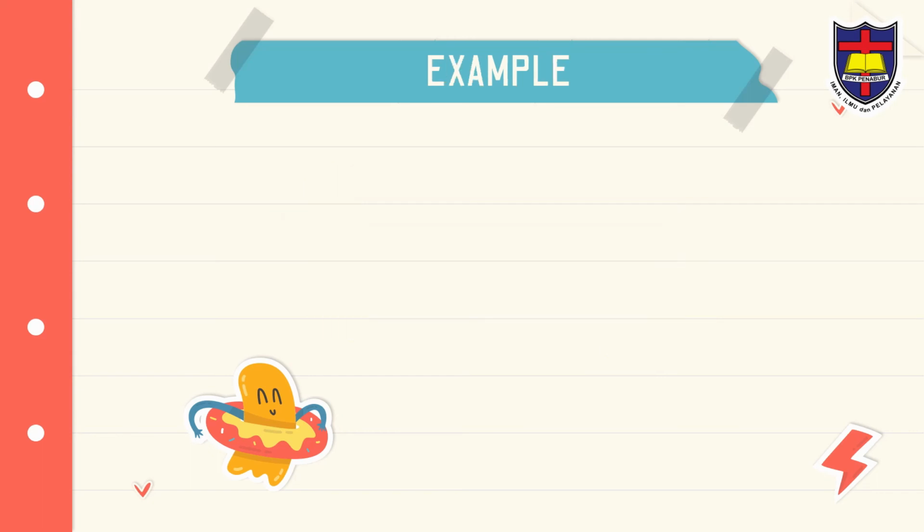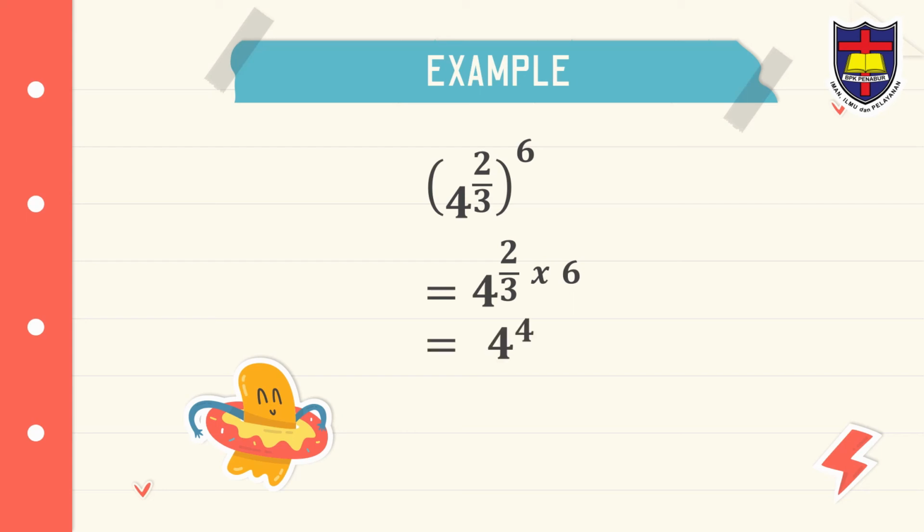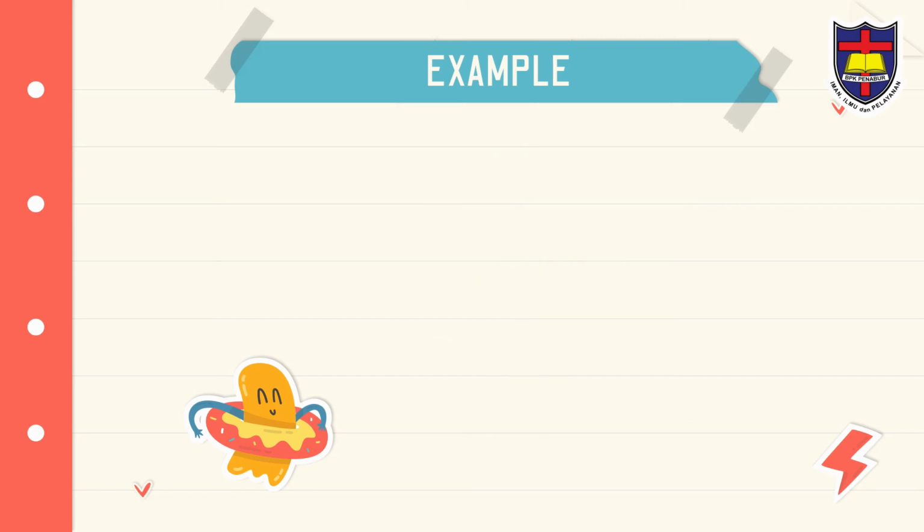So now for the example, if I have 4 to the power of 2/3 and then to the power of 6, we can multiply the exponent. So we have 4 to the power of 2/3 times 6. 2/3 of 6 is equal to 4. So we have 4 to the power of 4 equals 256. Okay, so now for our next example.